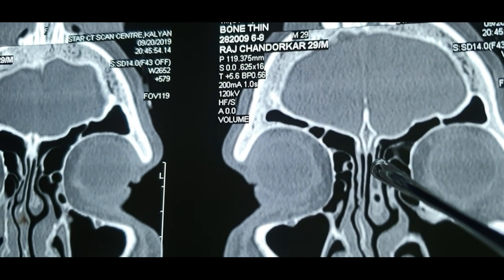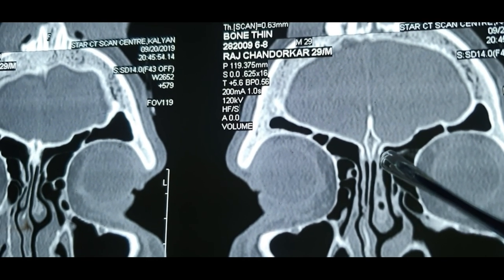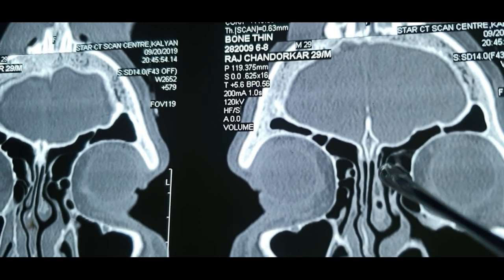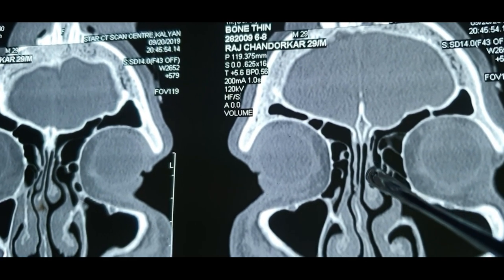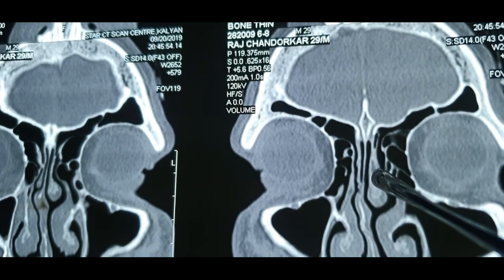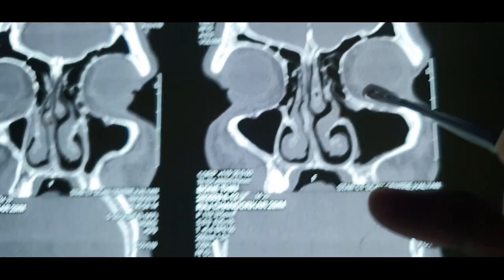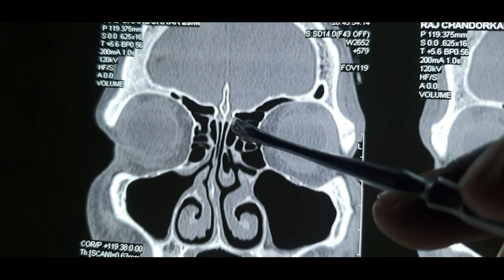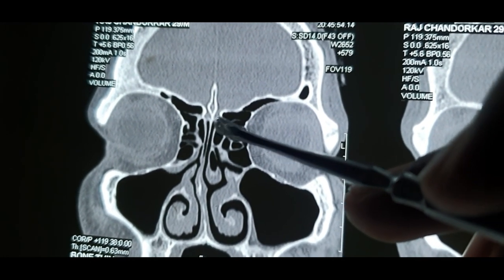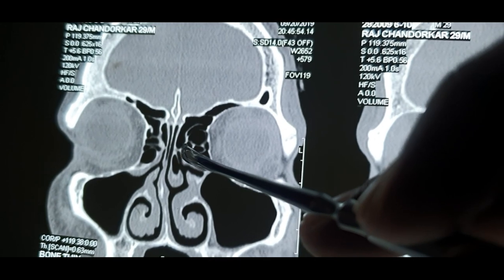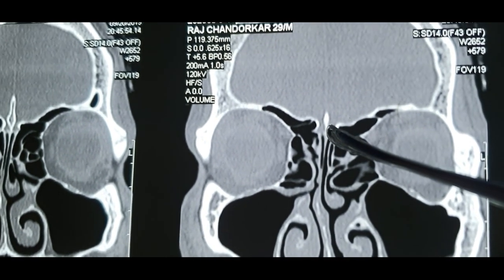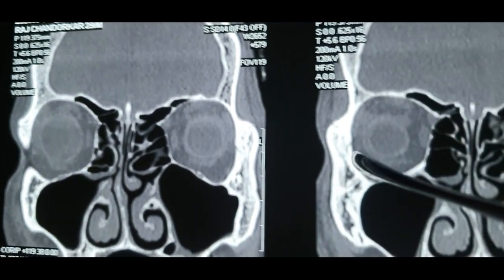And as you can clearly see, the thin medial lamella and the long vertical lateral lamella, to which the anterior one third of the middle turbinate is attached. As we go posteriorly, we can see it is still attached to the cribriform, the junction of medial and lateral lamella. So this is still the anterior one third. As you go posterior, you can see the attachment is still the same. So this is still the anterior one third.